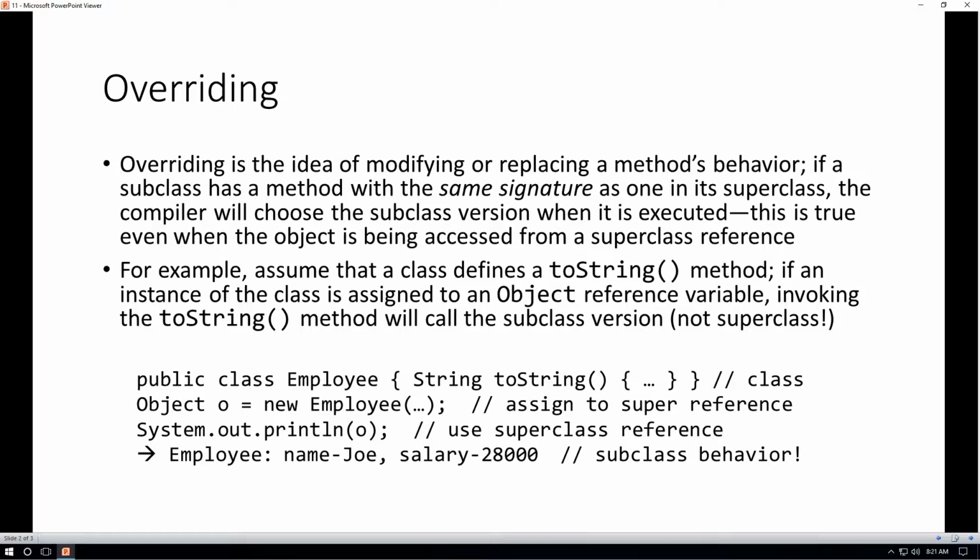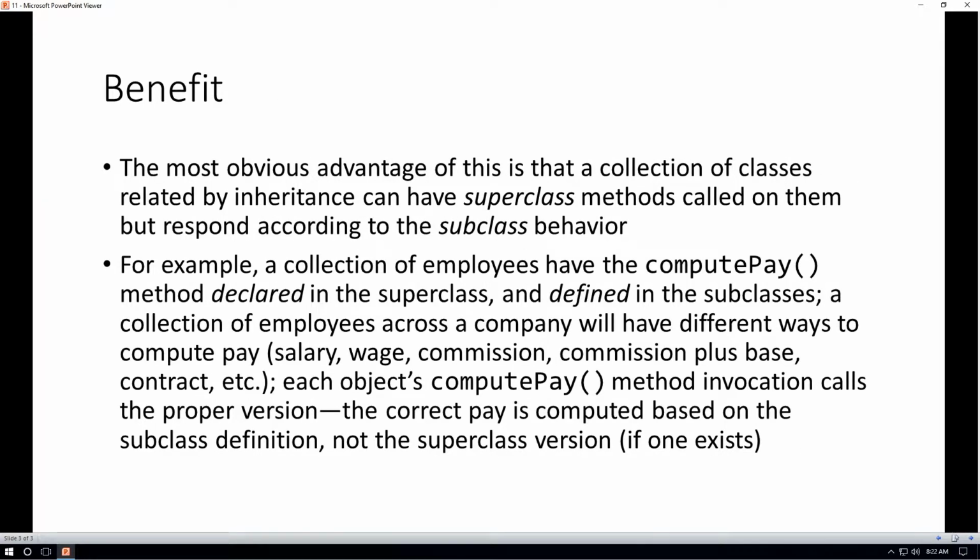Most classes, like Employee in this case, would want to output something different than Object. So even though Employee is assigned to an Object reference, when the toString method is called, the Employee's version is the one that runs, not the Object class's. So it allows us to output something like name Joe, salary $28,000. The benefit is that when we have a collection of classes related by inheritance, we can call all of them based on the superclass, yet each one will respond according to the subclass's behavior of the overridden methods.